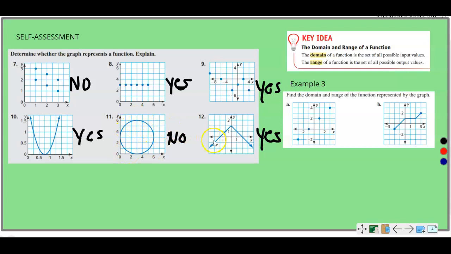So number 11 is not a function. Number 12 passes the vertical line test, so yes, it is a function. All right, example 3, key idea, domain and range of a function.